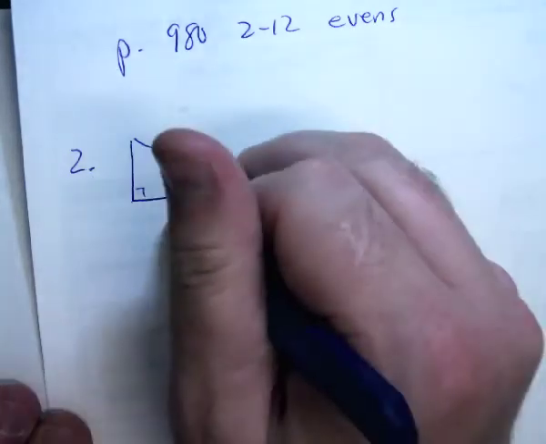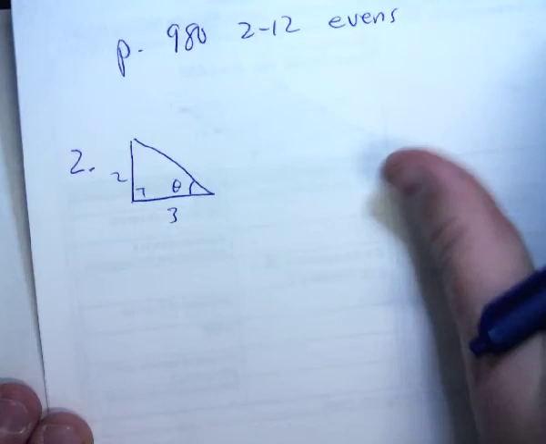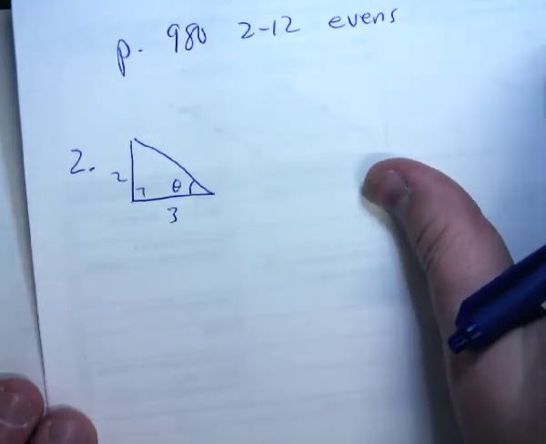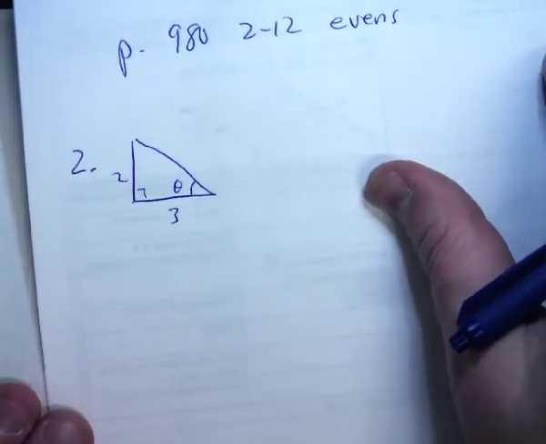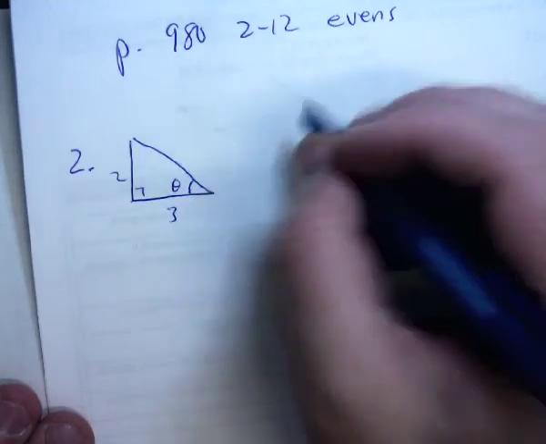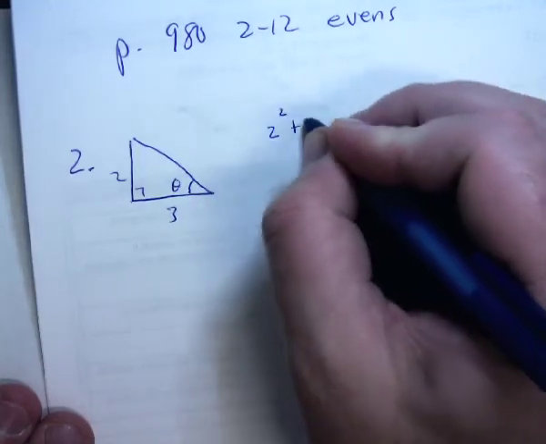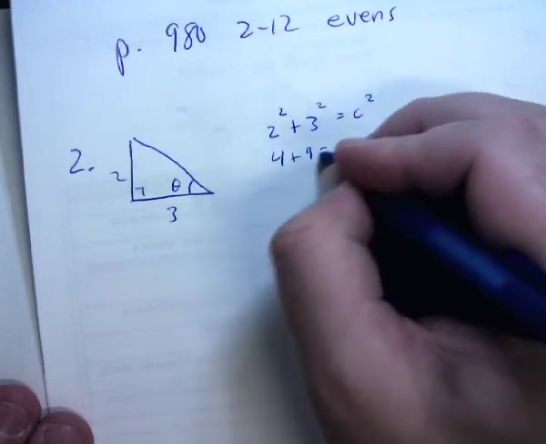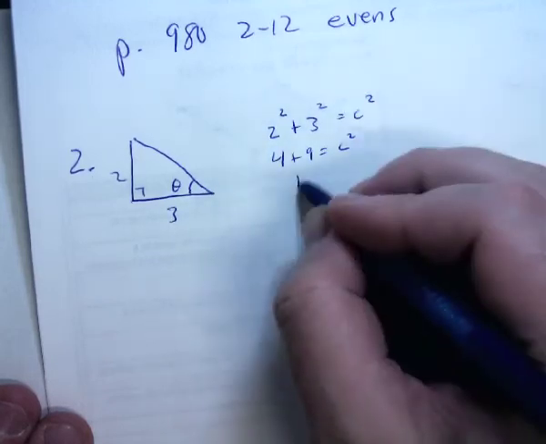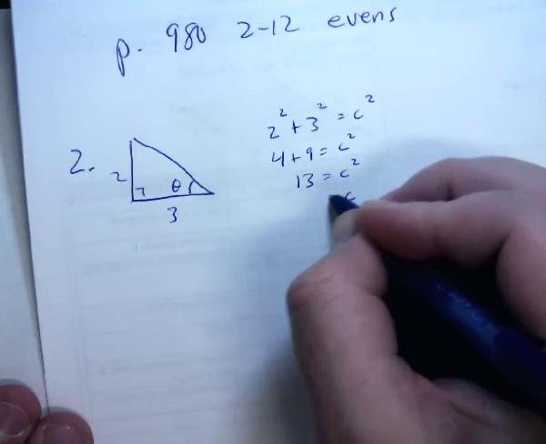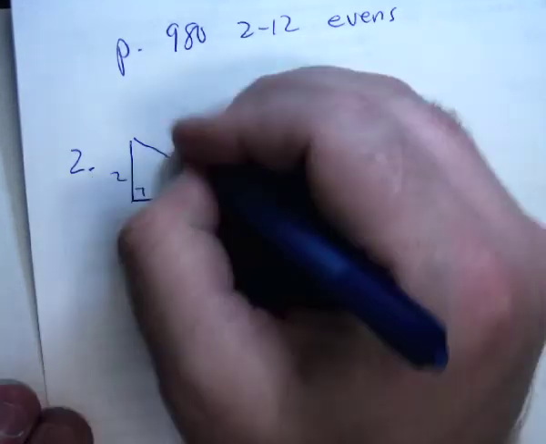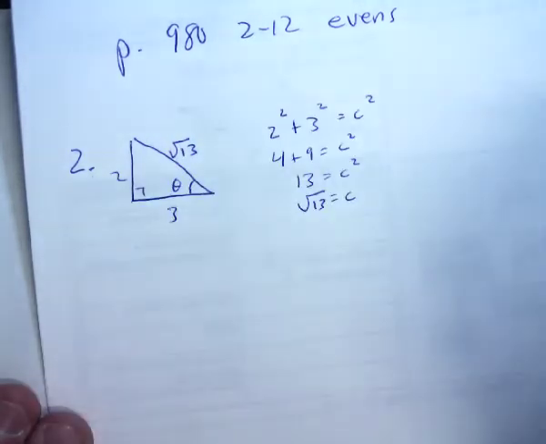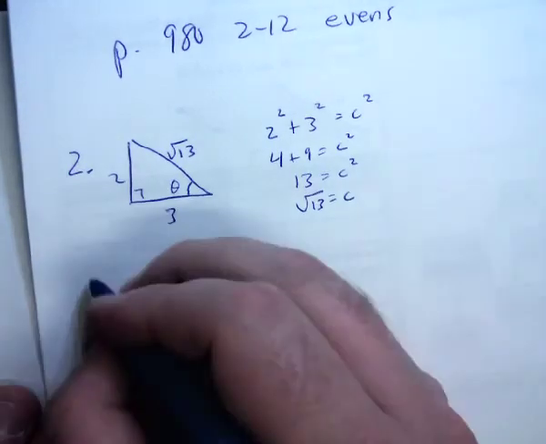It's going to be 3, 2. So the first thing that we're going to need to do is figure out the hypotenuse. So that is going to be a squared plus b squared equals c squared. So that's 4 plus 9 equals c squared. 13. And last step, square root. So that is a square root of 13 there. Okay? And then we have 6 functions.